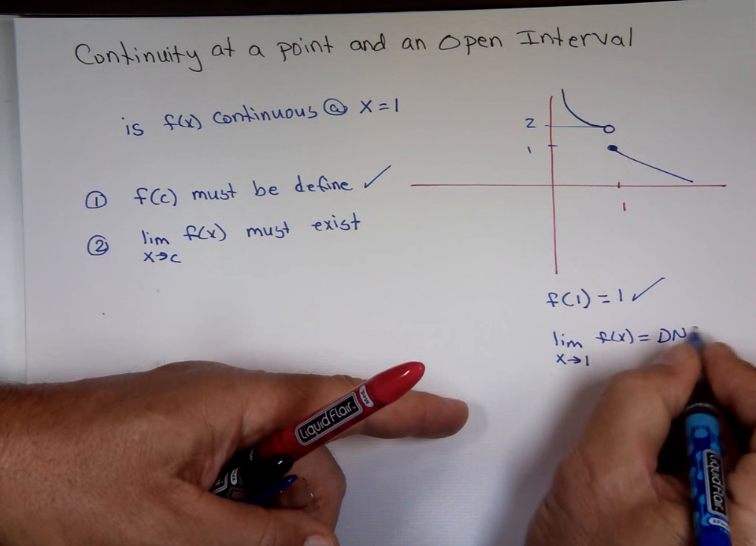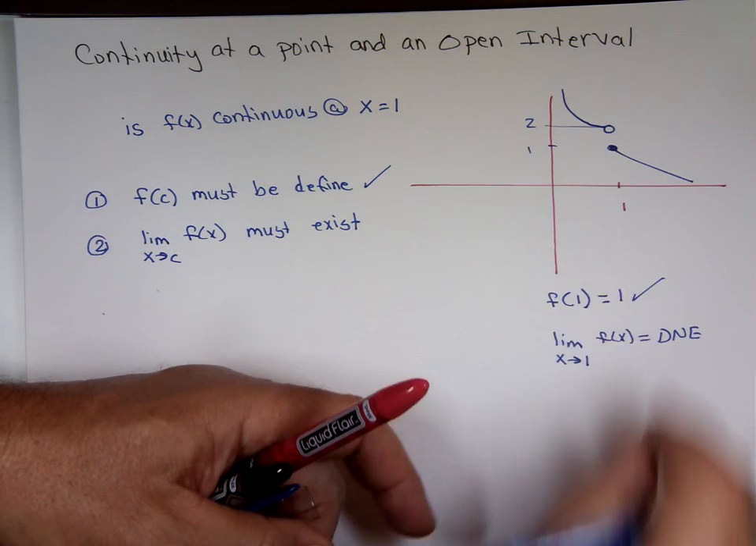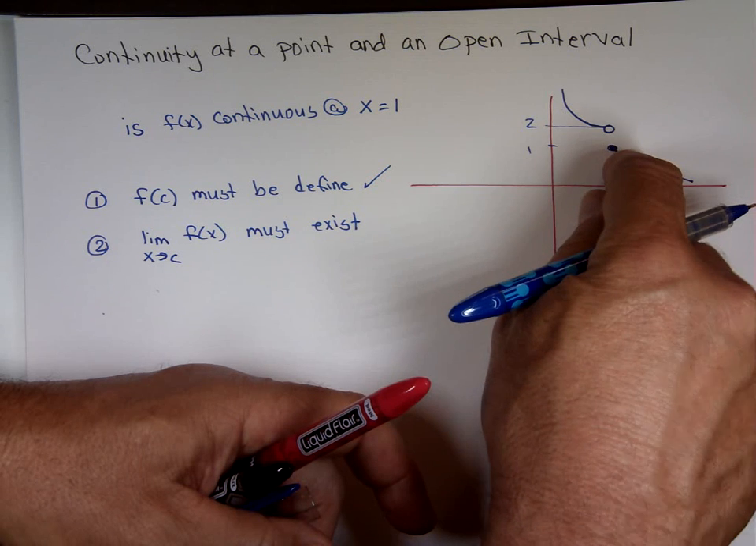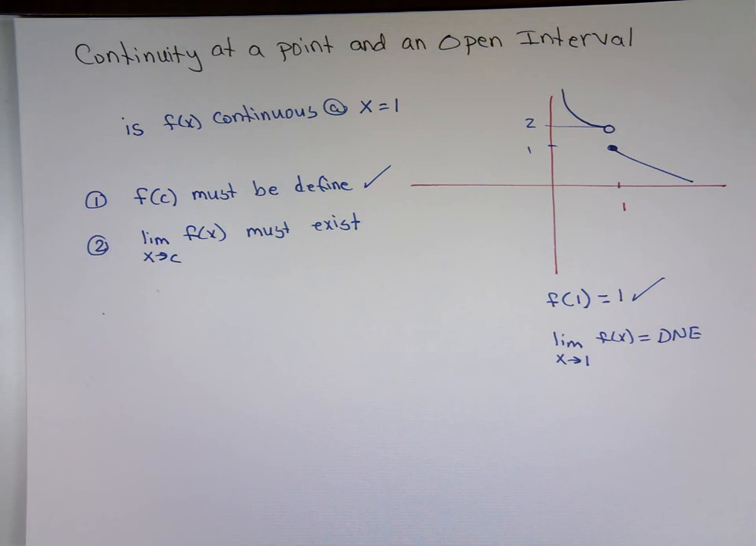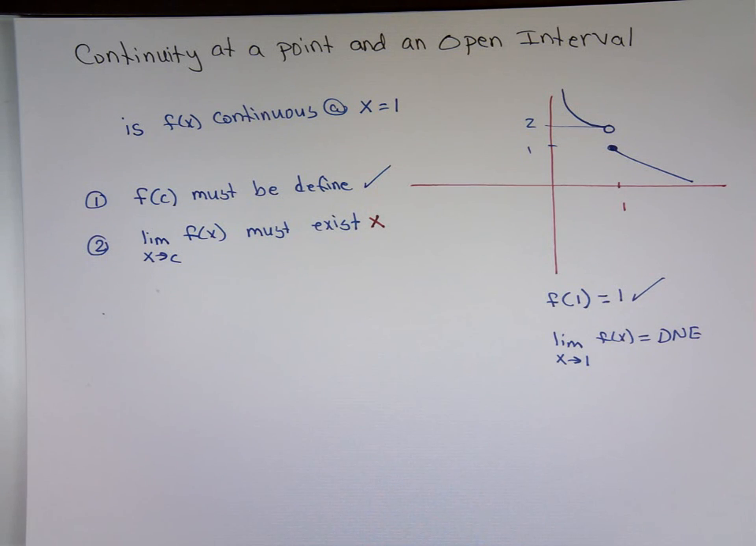Why? Because from the left side, what's the answer? 2. From the right side, what's the answer? 1. So there is no limit. So what fails is this test. Once one of these tests fails, the limit does not exist. So this is not continuous.